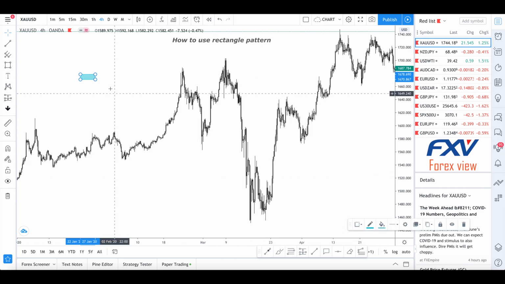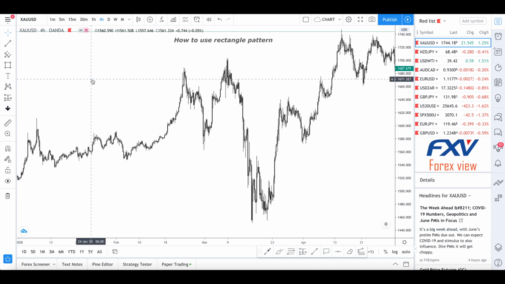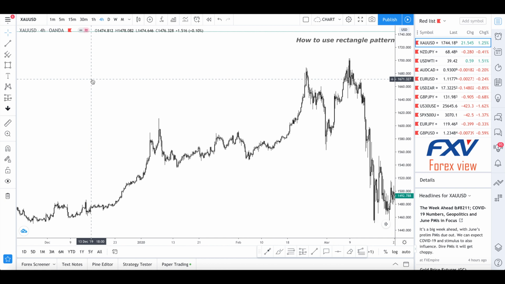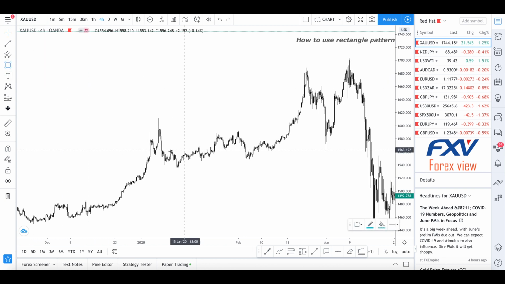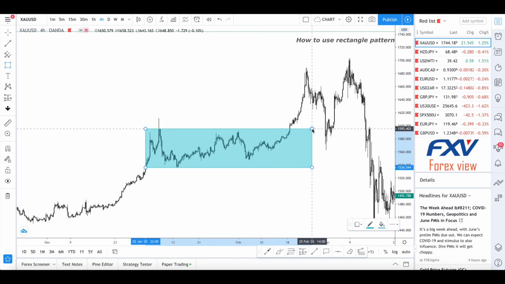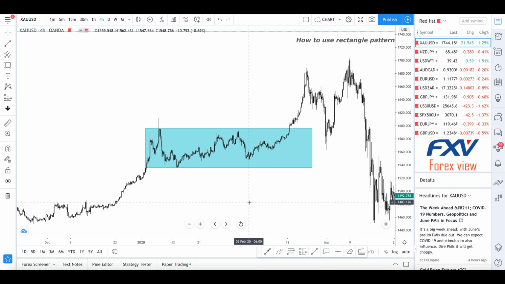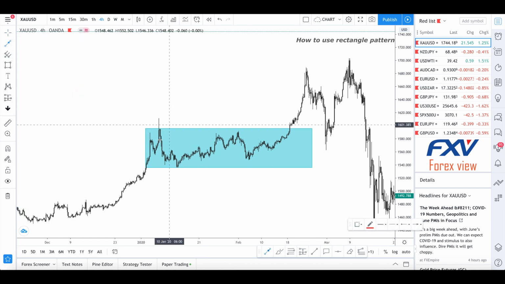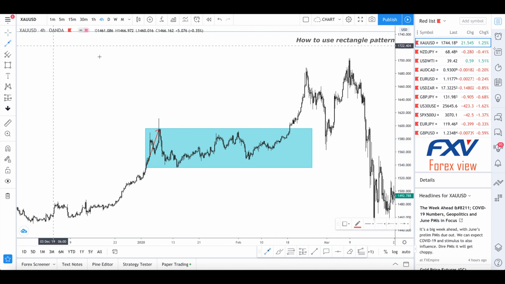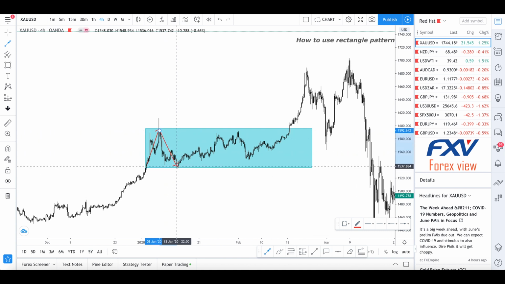So I'm going to draw a rectangle here. Normally on a rectangle pattern you can spot a range move of the market, a horizontal range move like this one. So in this range, as you can see here, the price is ranging in the middle of this rectangle. As you can see, the higher high is on a resistance and the lower low is on a support, and that's how we draw a rectangle.